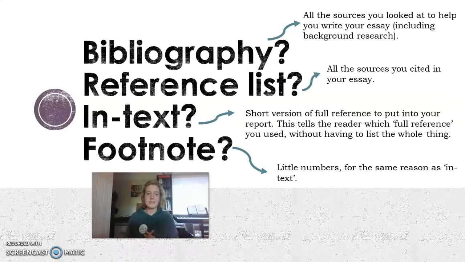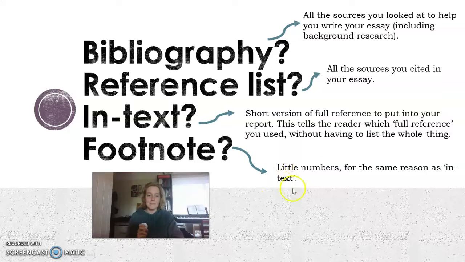In-text referencing. This is a short version of your full reference, which we'll talk about in a second. Essentially, the full reference is the name of the person, the date, where it was published, the page numbers you used, all that big long information, depending on the type of source it is. The in-text reference is a shortened version of that. This tells the reader which full reference you actually did use. So down the bottom in your reference list, there'll be the full reference, but within the text, the in-text citation is just a shortened version of that. I'll show you that in a second.